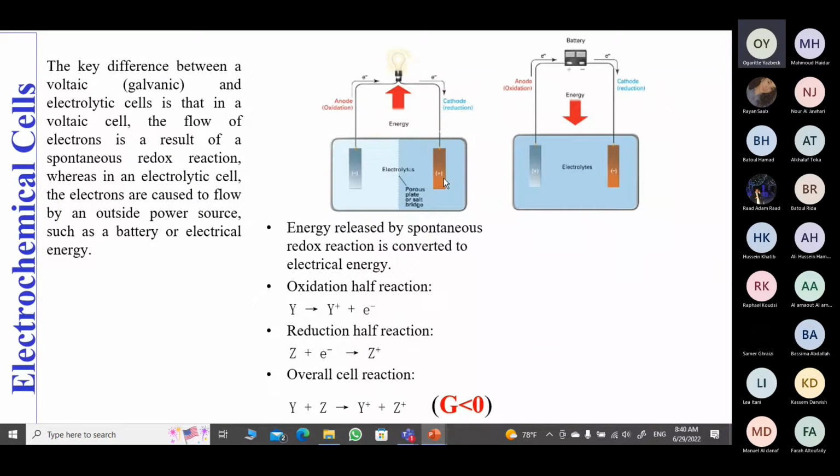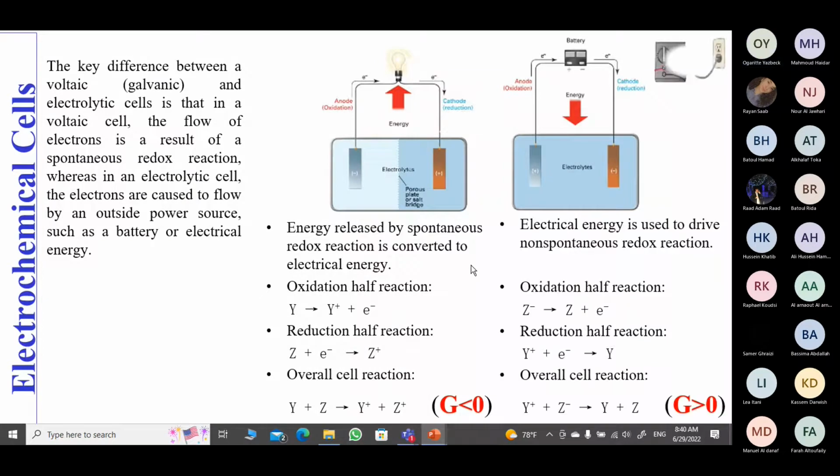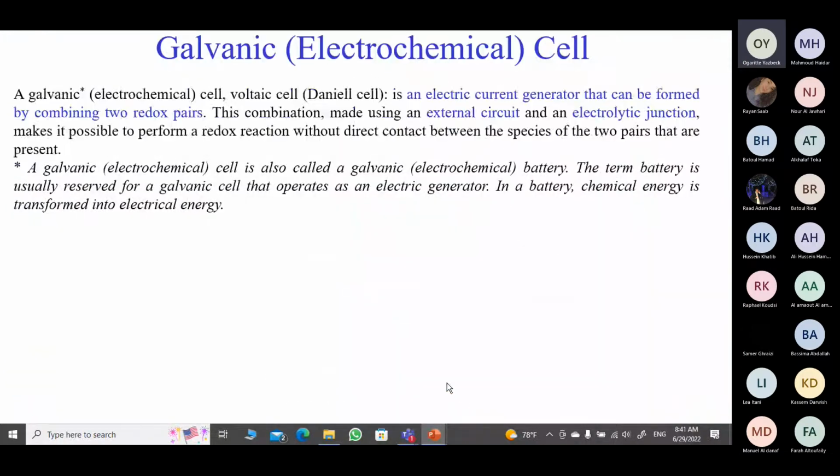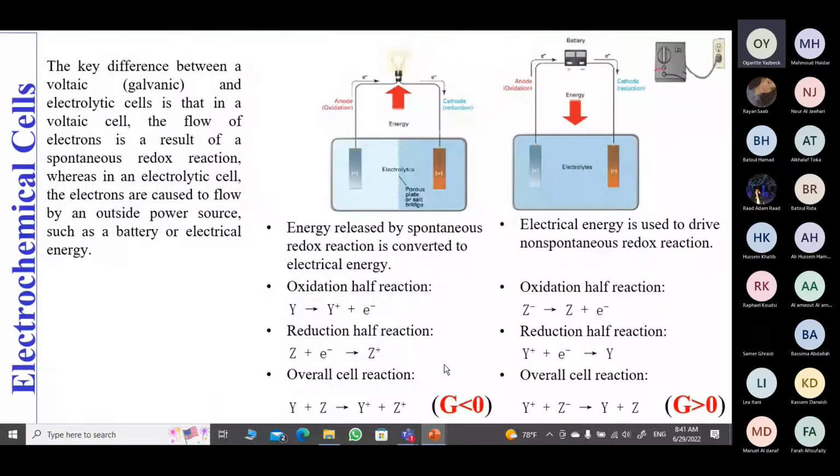Typically, if we have them completely separated, we have a battery, and we're generating a battery. If we have separation, energy can flow and the delta G is less than 0.